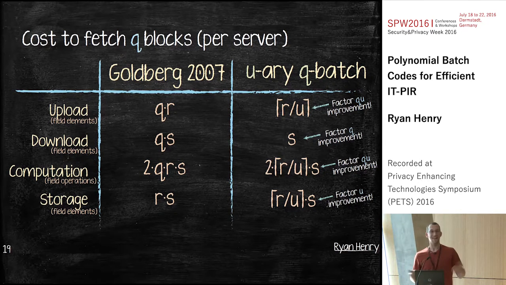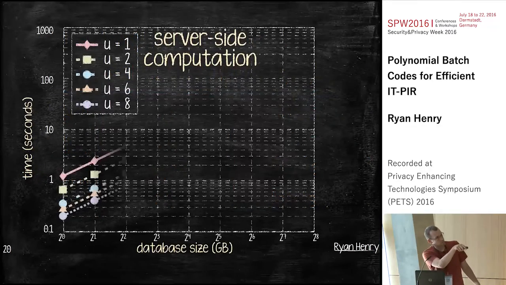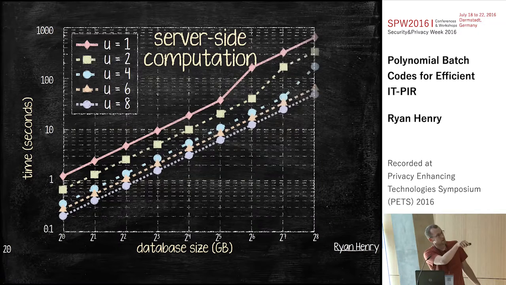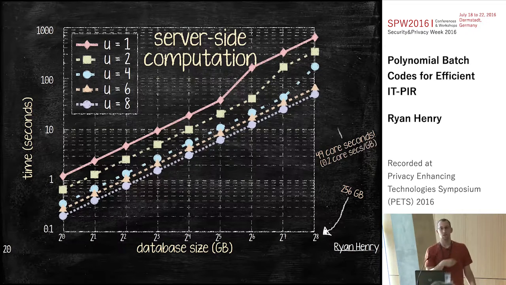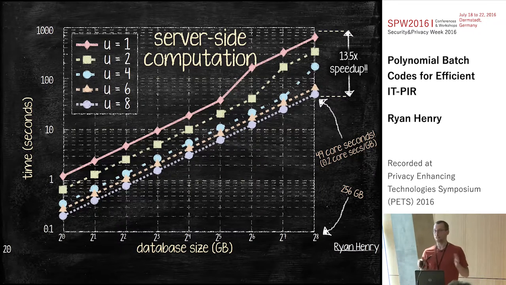Okay, so when you do that, what we find is we get really nice speed-ups in every reasonable cost metric. So to get Q blocks from one of these ramp-encoded databases, we get a factor QU speed-up in two of the metrics. We get a factor Q speed-up in the download cost and a factor U speed-up in the storage cost, and everything is much quicker than it used to be.